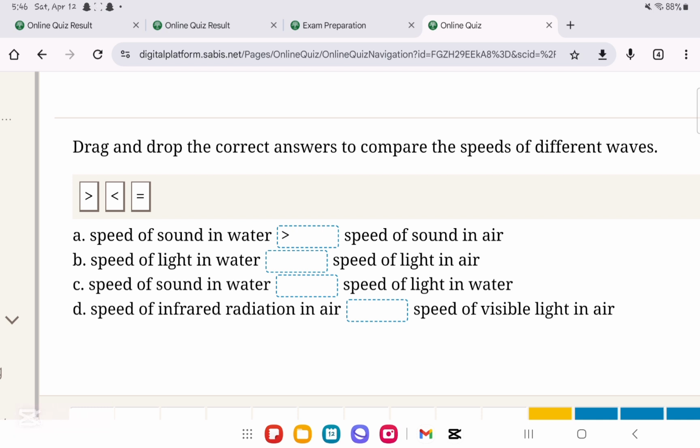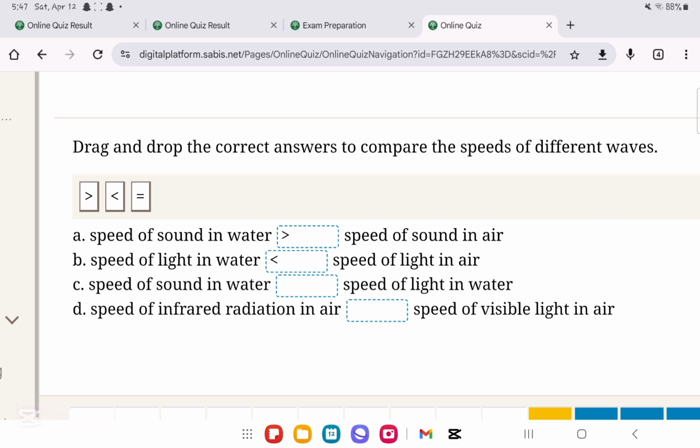It's the opposite for light. Light is an electromagnetic wave, so it does not need a medium to travel through. It can travel in vacuum. So that means the less dense or the lighter the medium of propagation is, the faster the speed of light will be. So in this case, the speed of light in water is greater than the speed of light in air.